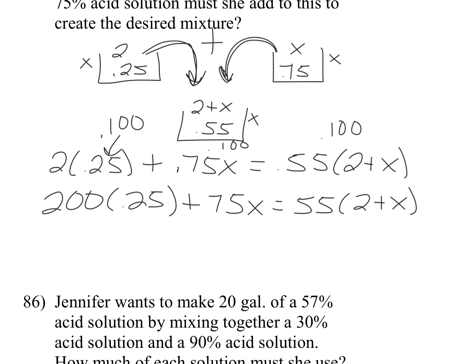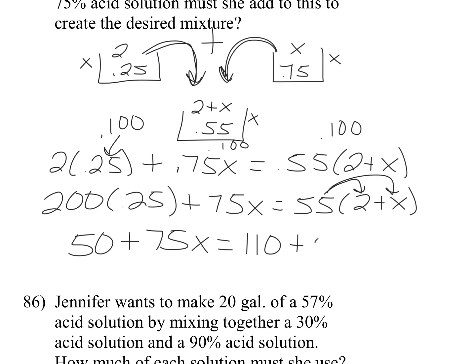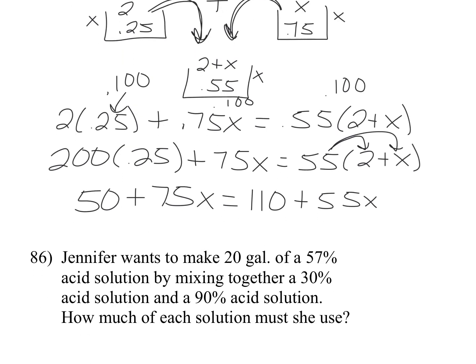200 times 0.25 is 50. Plus 75x. What do I have to do on that right side? I have to distribute 55 times 2, which is 110. I think you said 2, but it's 0.25. That's okay. And then 55 times x is 55x. Are we all good here? Okay.